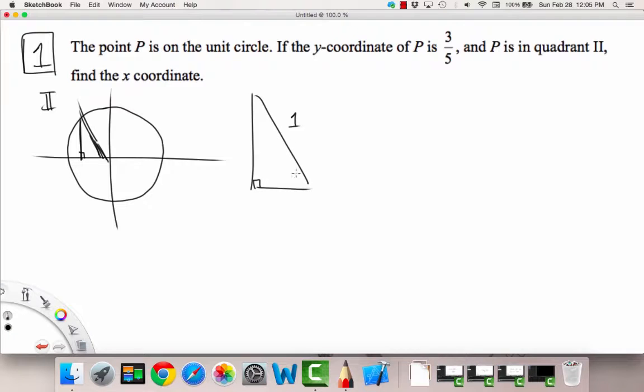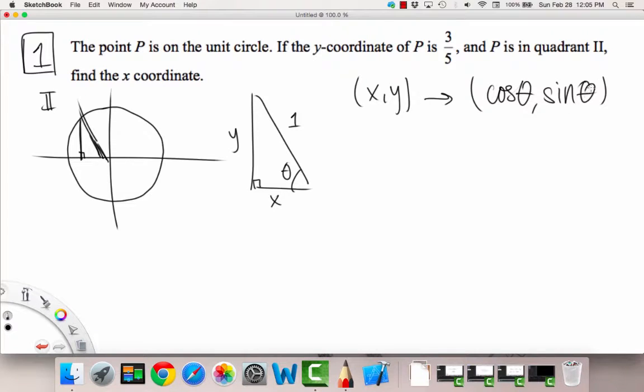We have some angle here, and here's y and here's x, right? Because we're on the unit circle, we can say that y is r, which is 1, times sine theta, and x is 1 times cosine theta. Because our radius is 1, whatever y is, that's what our sine is. So if y is equal to 3 over 5, that also means that sine of theta is equal to 3 over 5 as well.